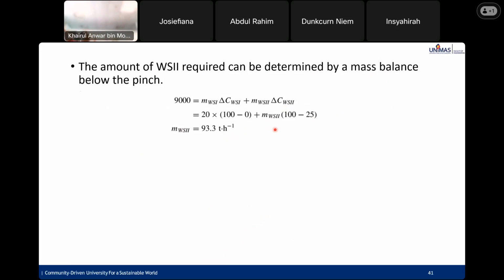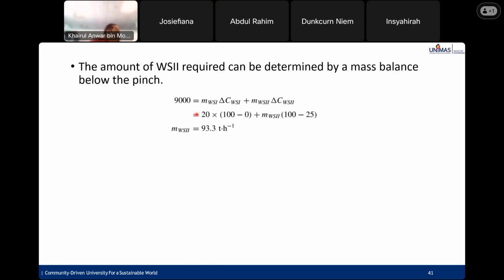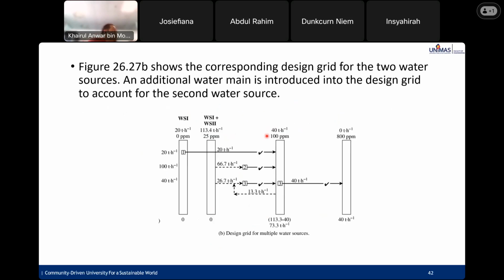How to calculate 9,000? 9,000 is from the pinch. 9,000 is equal to mass flow rate of water source 1 times delta C of water source 1, plus mass flow rate of water source 2 times delta C. So we will have 20 times 100, and we get the mass flow rate for water source 2, which is 23.3 tons per hour.